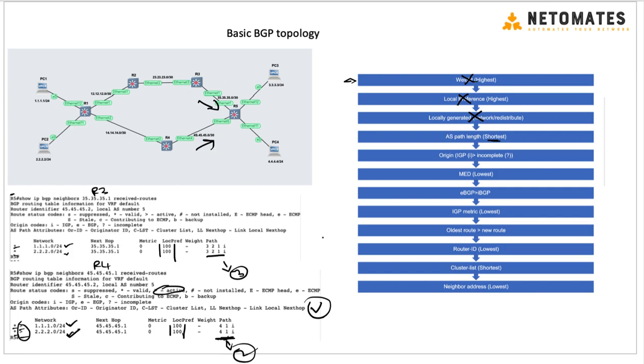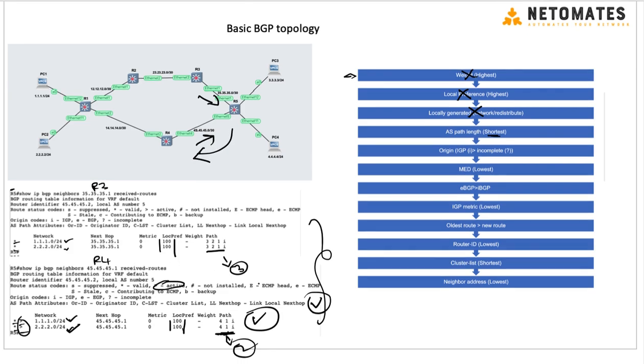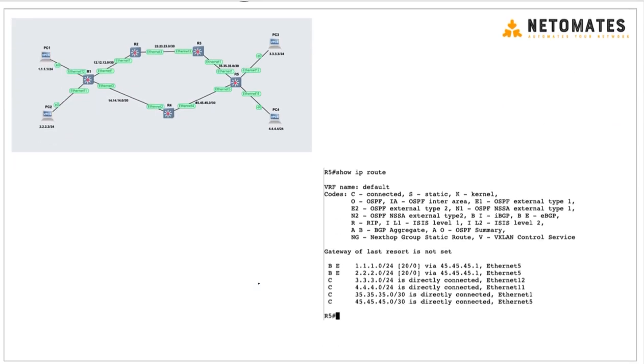So the BGP path selection process has selected this route to be added into the routing table, so that R5 will forward any packets to these destinations in this direction. Let's examine the routing table. When we do show ip route on R5, we can see two BGP routes for the PC1 and PC2 networks. The next hop is 45.45.1, which is R4 Ethernet 5.